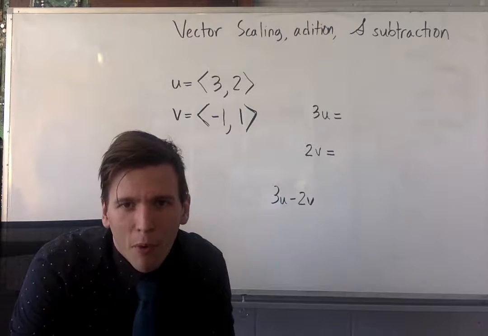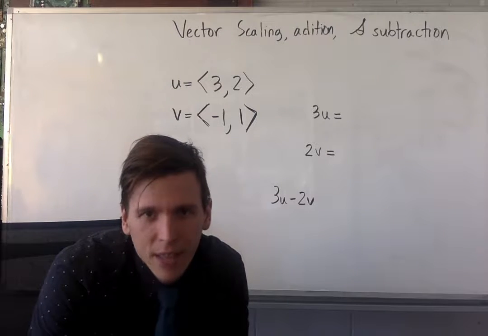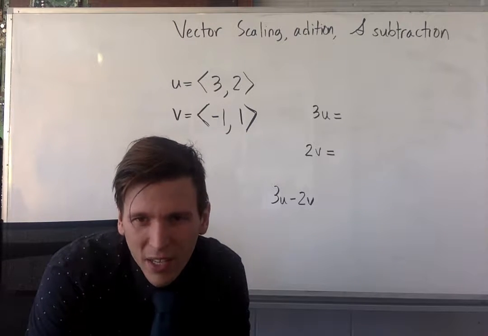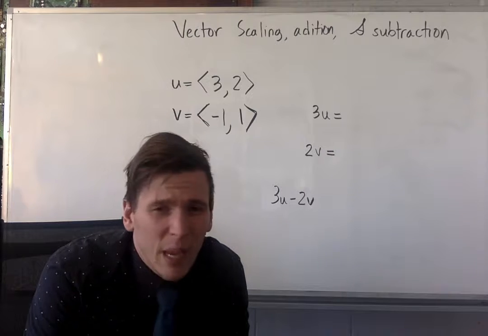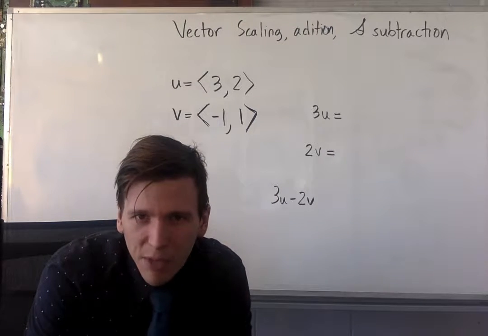Vector operations are pretty simple. One is using a scalar to change the size of the vector. Another is adding, and the last is subtracting. These three basic things operate the same way you've already seen them operate in matrices if you've done that unit. But even if you haven't, it's pretty straightforward.